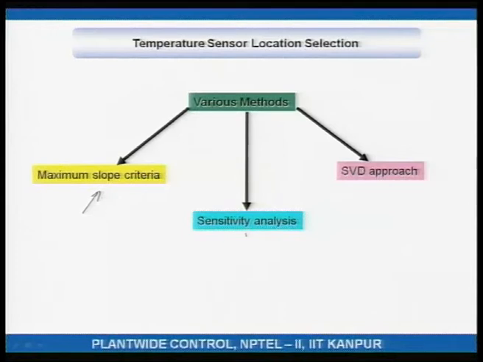Okay. So, there are various methods that have come into being, and I'll probably cover, there is the maximum slope criteria, I'll discuss this briefly. There is also sensitivity analysis. There is the SVD approach, however, that requires some familiarity with singular value decomposition, and I may or may not cover that, okay, we'll see.